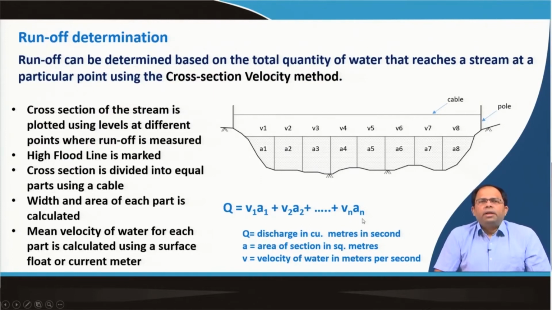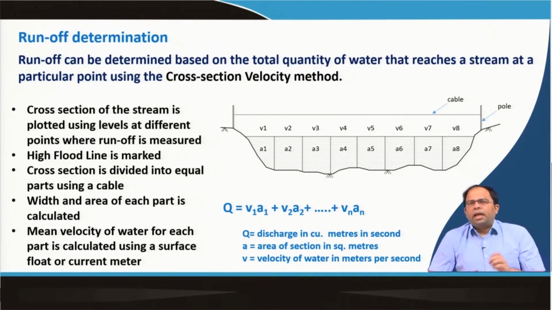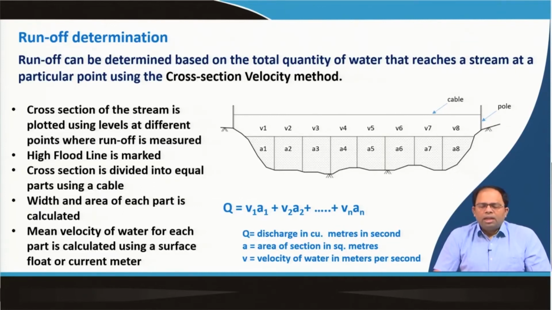So how do I determine runoff? Runoff could be determined in many ways, and based on all the different factors, the kind of runoff will vary. But the most authentic or easiest way to determine runoff is the cross section velocity method. Now what does it mean? It determines runoff based on the total quantity of water that reaches a stream at a particular point. We can measure the total amount of runoff that happens in that particular catchment, right?